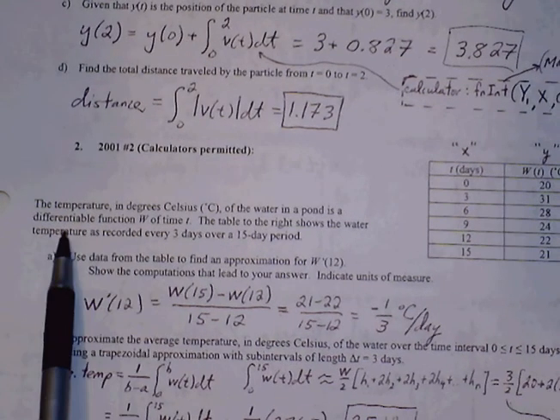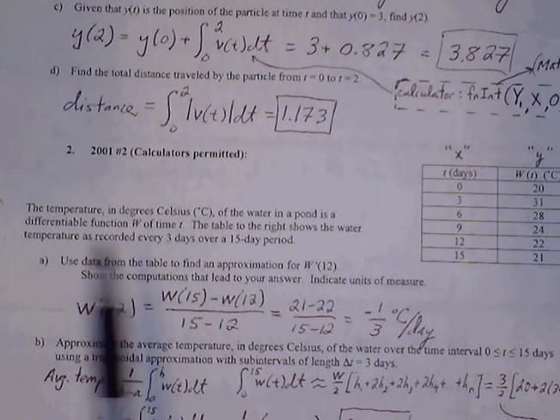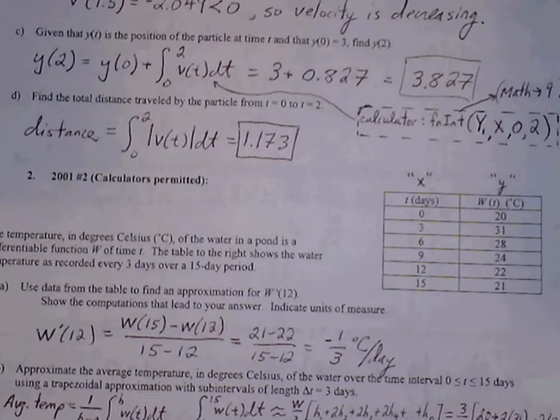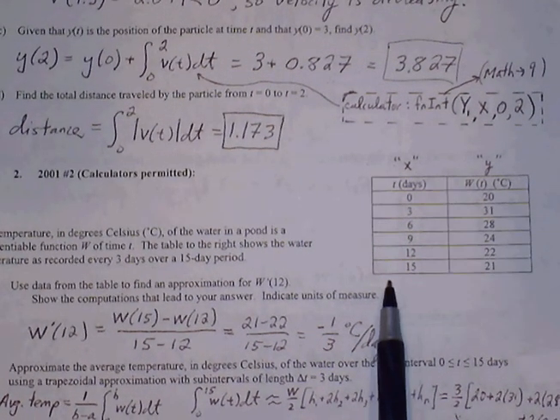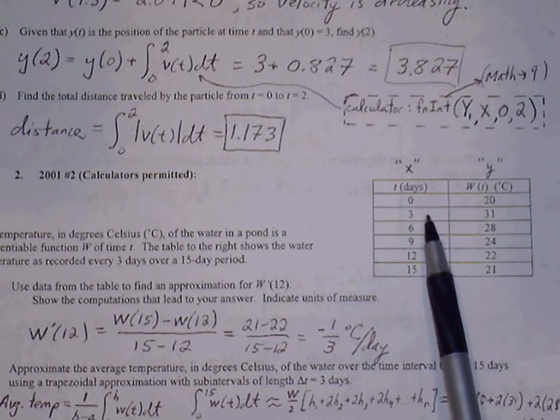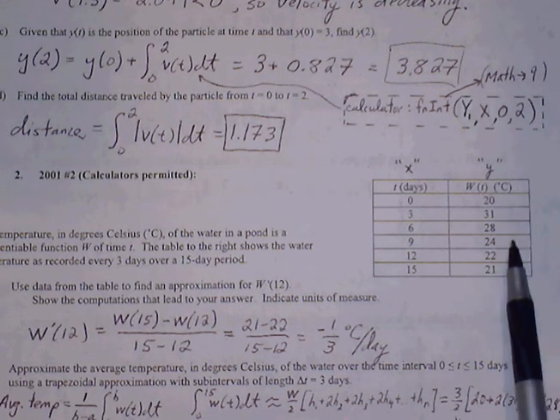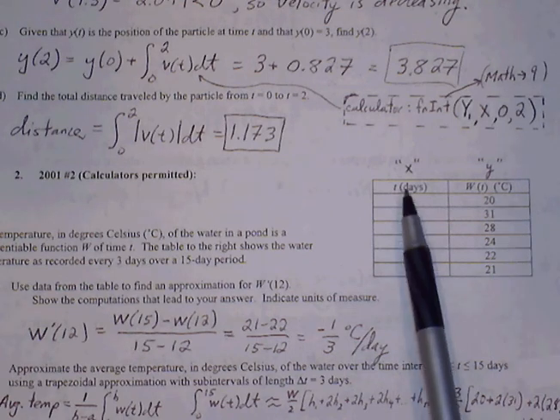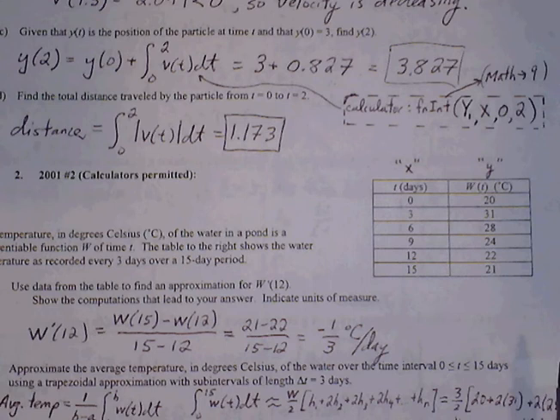All right, number 2, the temperature in degrees Celsius of the water in the pond is a differentiable function, W of time t. The table shows the water temperature is recorded every 3 days over a 15-day period. So we have 2 columns here. The first column represents the days, and you see that each of these time intervals are evenly spaced, and the next column represents the temperature at these specific days.